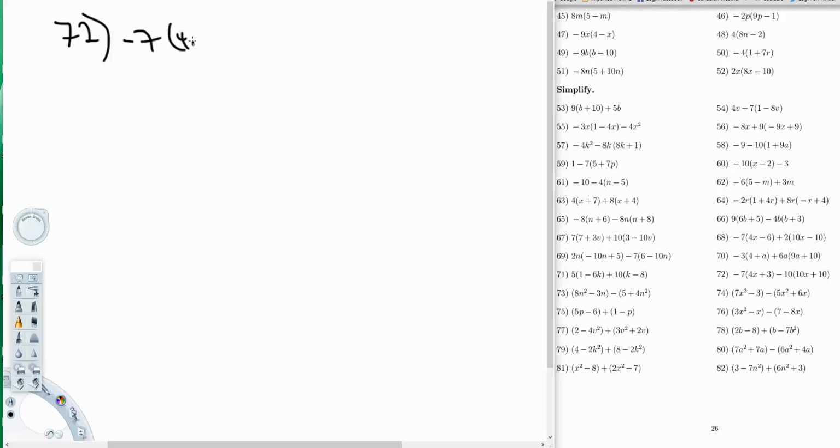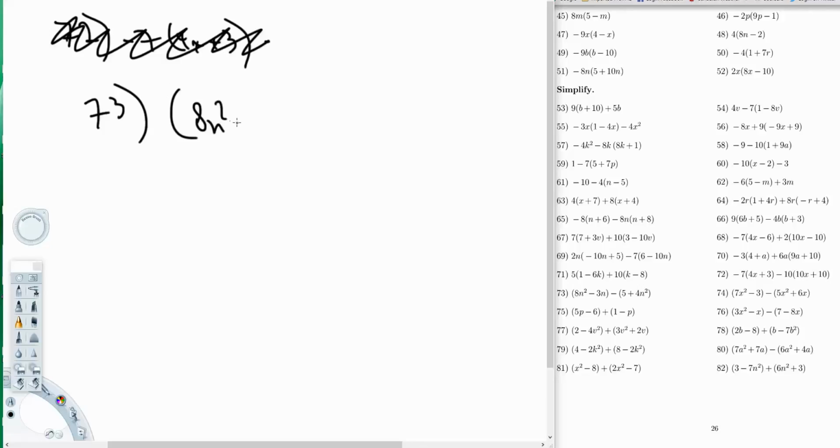Minus 7, 4x plus 3. No, I did number 72. Oh, sorry. Number 73. So it is 8n squared minus 3n minus 5 plus 4n squared. Now, okay, now they're being all tricky here.